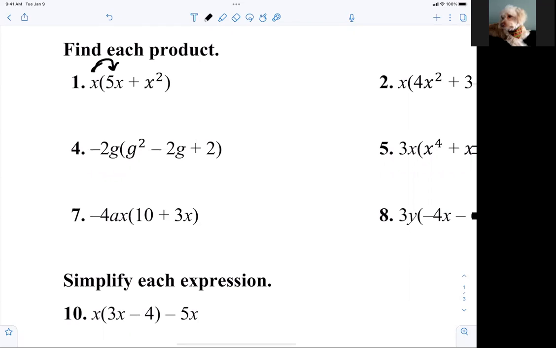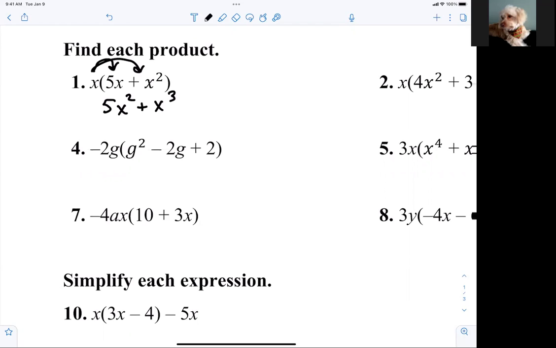5x to the second, plus x to the... That's exactly right. You're using the rules that you learned last week and now applying them to binomials or trinomials or polynomials. Don't look with a crazy look on your face.